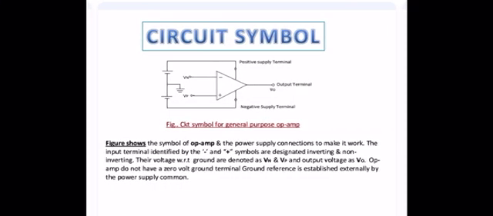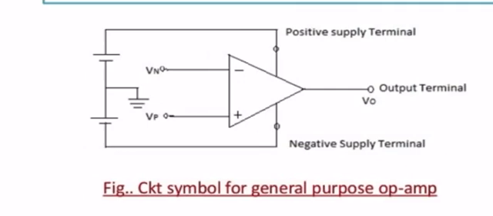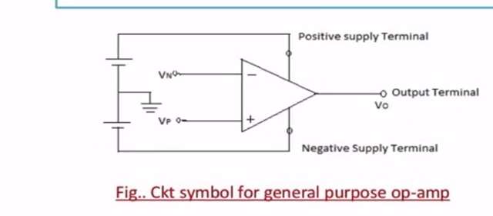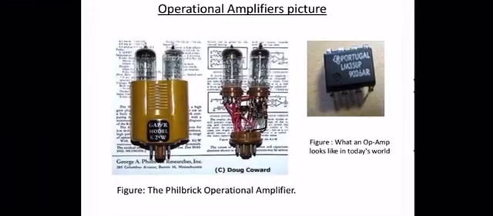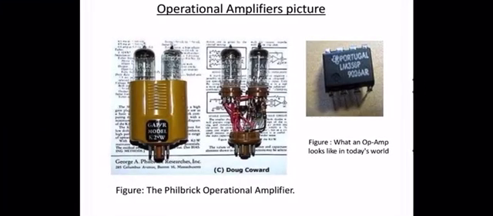Next things I have already taught. We have already discussed the positive supply, the negative supply, the two input terminals, and the output terminal. So how do these op-amps look in the laboratory, that means how do we see them in our day-to-day life? We can see these pictures here. In ancient times they looked like the figure on the left, but now we usually see the op-amp as shown in the figure on the right hand side, that is, available in IC form.